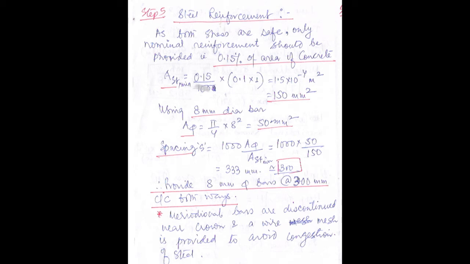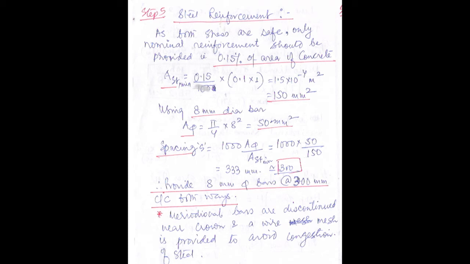Now let us assume that we are providing the 8 millimeter diameter bar. So area of one bar is equal to pi by 4 into 8 square, that is 50 millimeter square. So spacing we can find out by this formula. S is equal to 1000 A_phi divided by AST min. Actually in this case this is the AST min, as we are providing the nominal reinforcement only. So 1000 multiplied by 50, that is the area of the 8 mm bar, divided by AST min, which is 150. So that gives us 333 millimeter. So this we are approximating as 300, though you may take any other value such as 340 or 350 also.